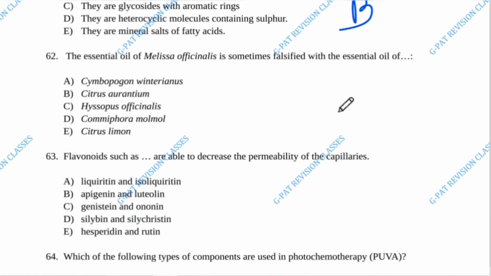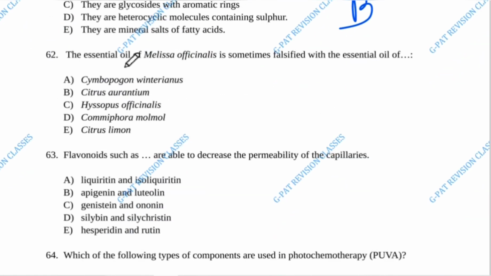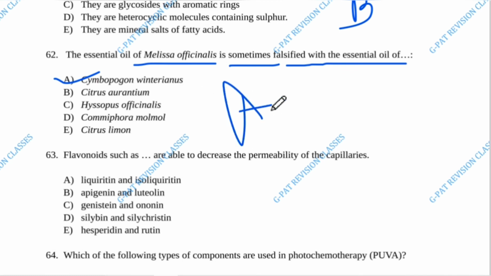Next is question number 62: the essential oil of Melissa officinalis is sometimes falsified with the essential oil of? The answer is A, Cymbopogon, wintergreen anise.